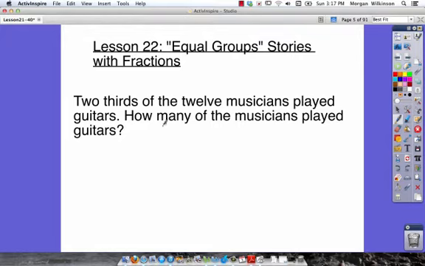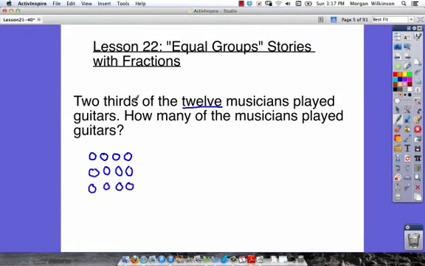Now if we're looking at this problem and we want to solve it, we've got to think about how many total musicians we have. We have 12 total musicians. We could draw out a picture. We're going to have 3 musicians here, pictured by little circles. We'll have 4 in this row, then 4 in the next row, and then 4 in the next row. That gives us a total of 12 musicians.